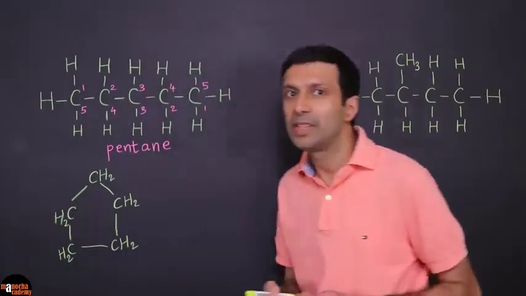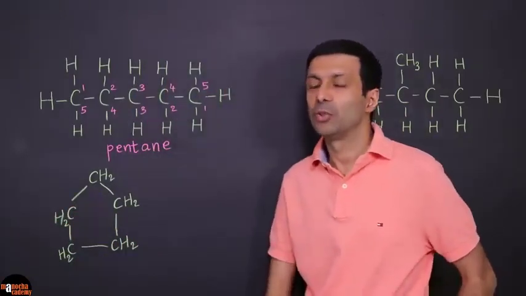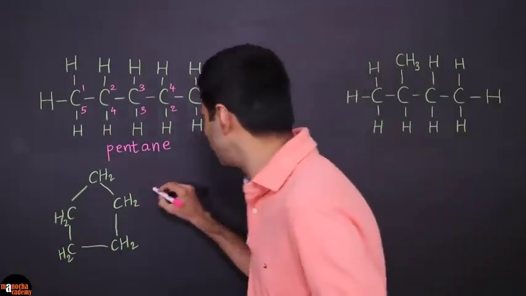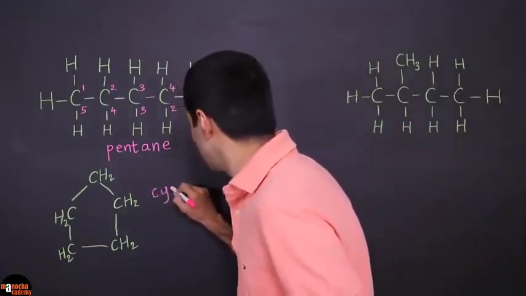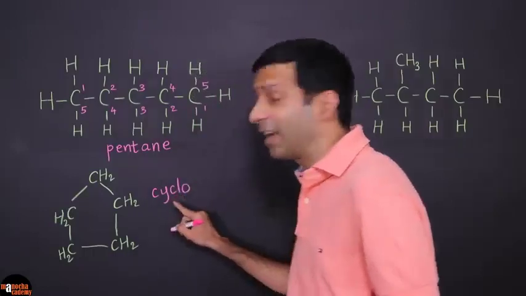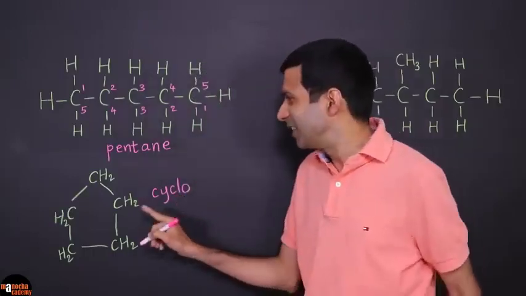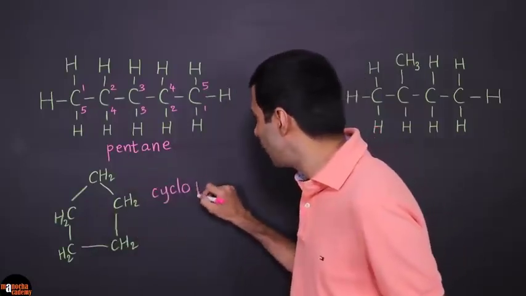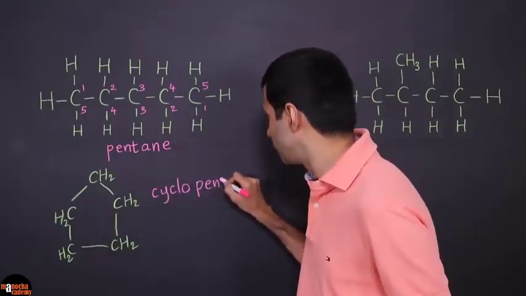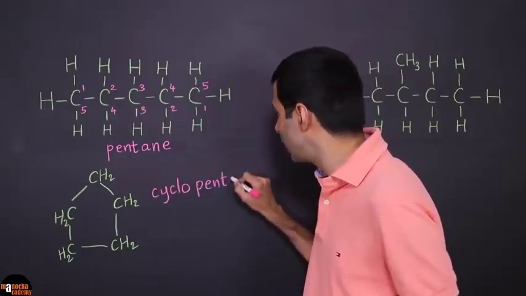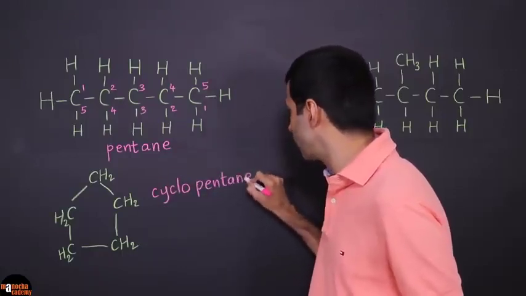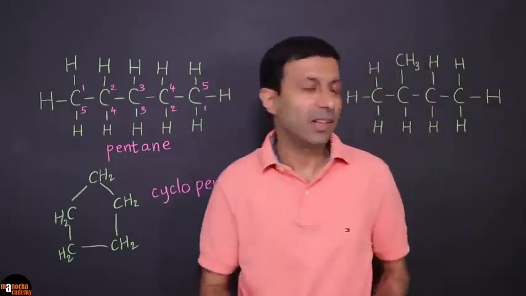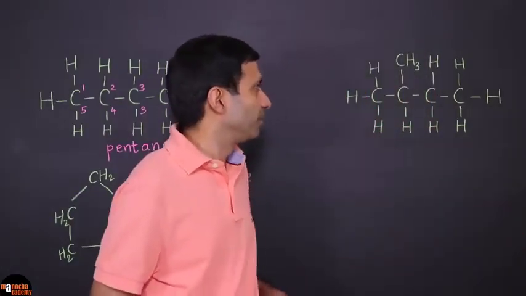So what will be the name of this cyclic compound? So for the cyclic compound, the name starts with the word cyclo. So remember, it's going to be cyclo, not psycho. And since there are 5 carbon atoms here again, it's going to be cyclopentane. Pent because 5 carbon atoms and only single bonds. So it's a cyclopentane.